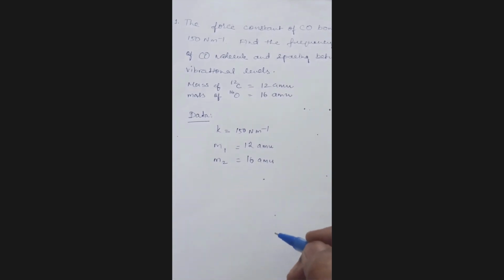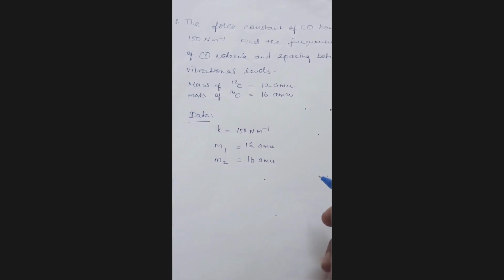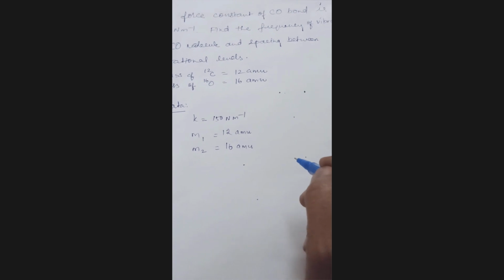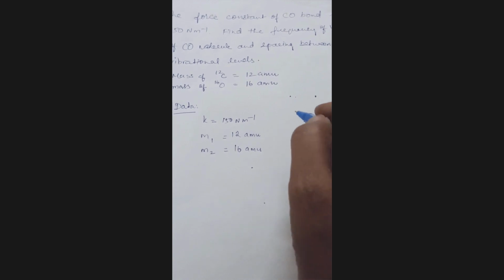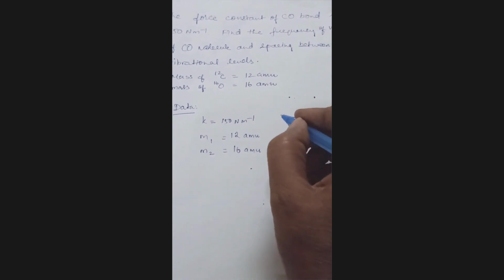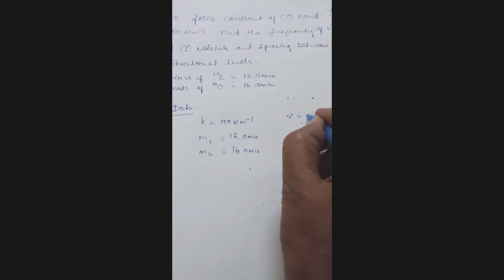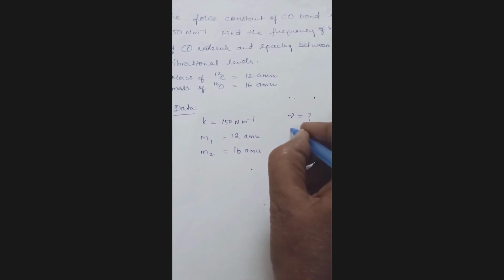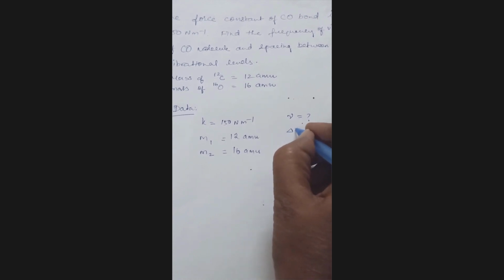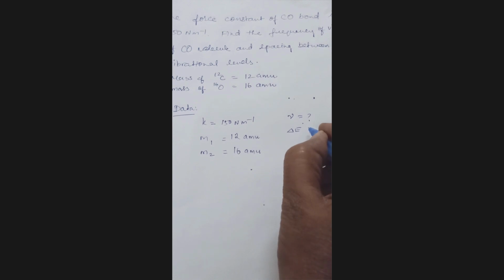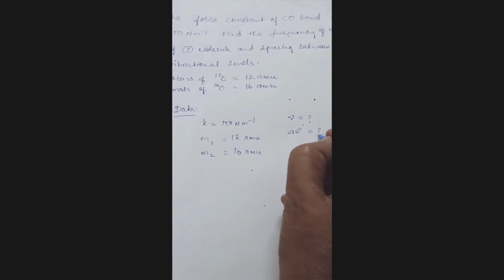Now with this data given here, we have to recollect the appropriate formula by which we can find out the frequency of vibration and the spacing between vibrational levels. So we are going to calculate the frequency nu and the spacing between the vibrational levels delta E. These two things should be calculated.